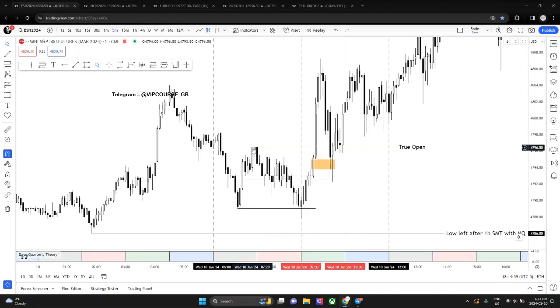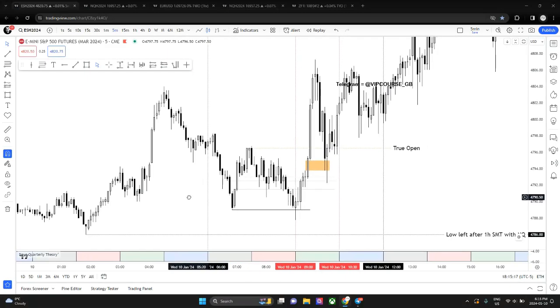trading down below the true open. Very important, right? If price was above the true open, we wouldn't be looking to buy right here. You wouldn't even be looking at this chart right now. So price trades below the true open, that's when you buy. If you look to the left, you can see the wick down to this inverse fair value gap right here, and this inverse balance price range right here.